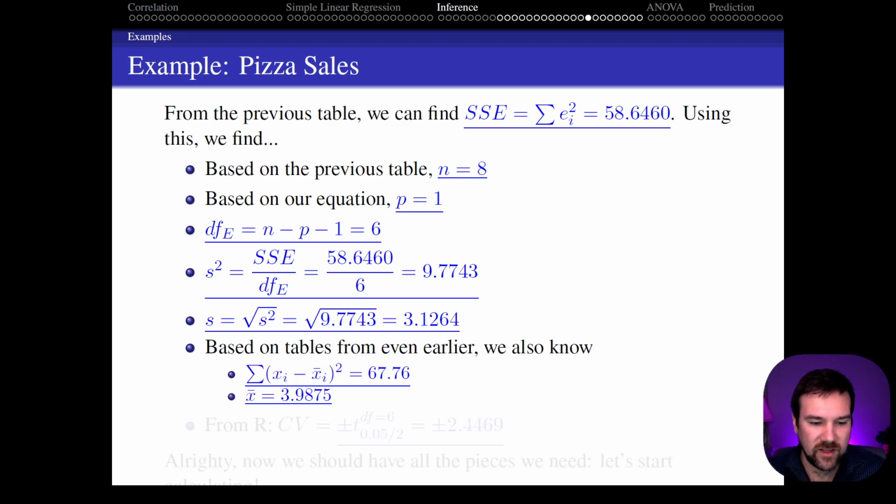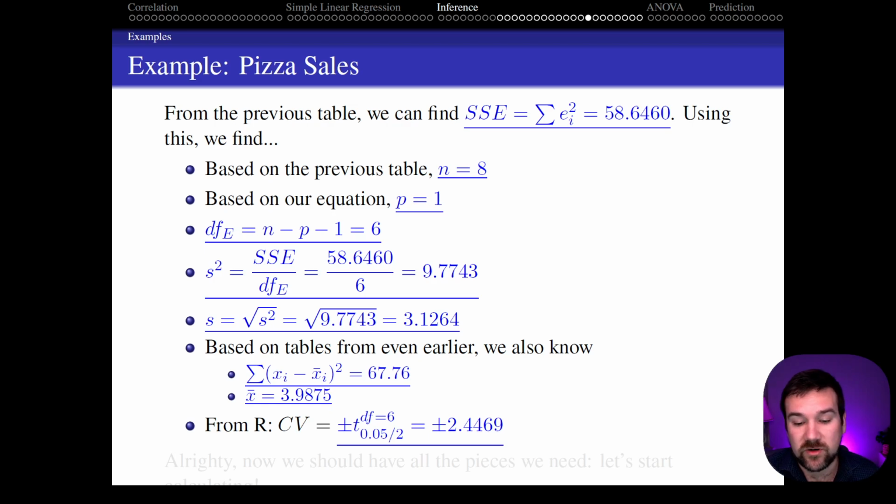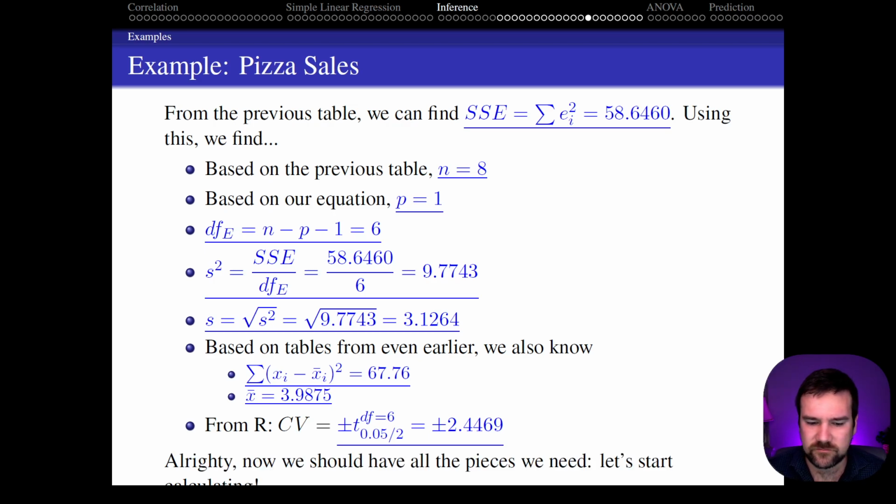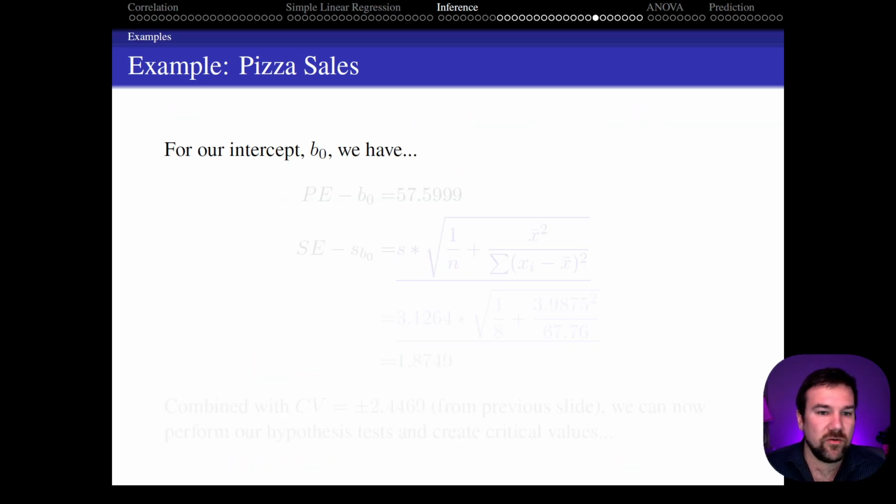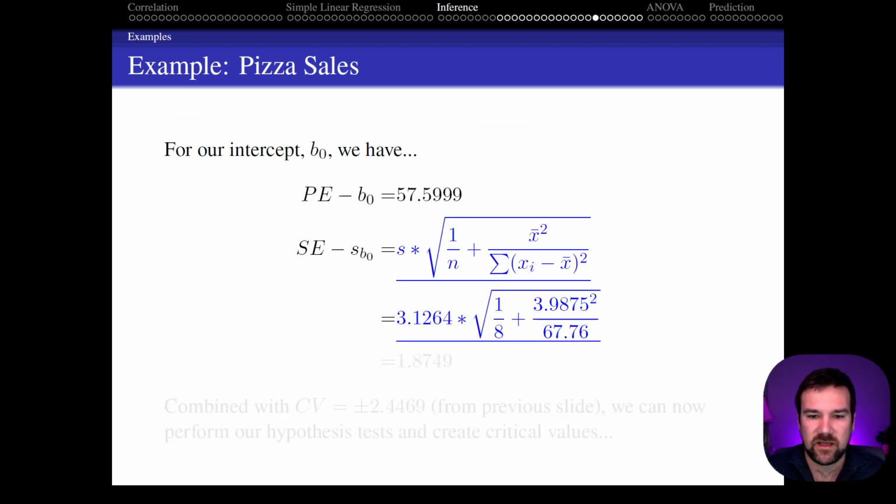From earlier, I have the sum of x minus x bar squared is 67.76, and x bar is 3.9857. From R, I'm calculating that my critical value for t is 2.4469. And again, I'm using the two-tailed critical value for a two-tailed hypothesis test and my confidence interval. And for t, I'm using degrees of freedom error. All right, so now we have all the pieces in place.